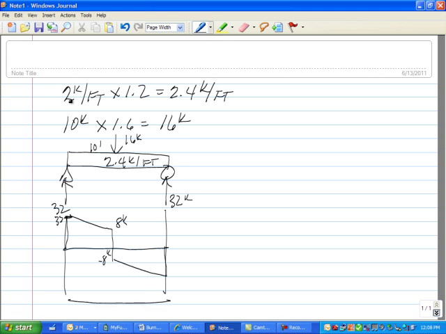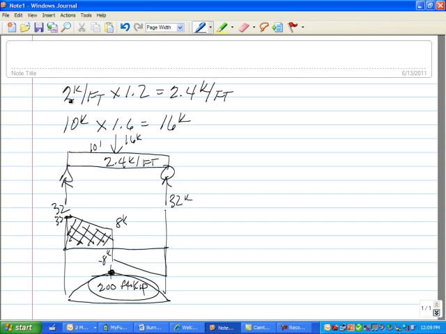And the moment diagram is found by using the area under the shear diagram. The maximum moment occurs right underneath the 16 kip load, and it's the area of this trapezoid, which in this case comes up to be 200 foot kips. So our M sub u is 200 foot kips.